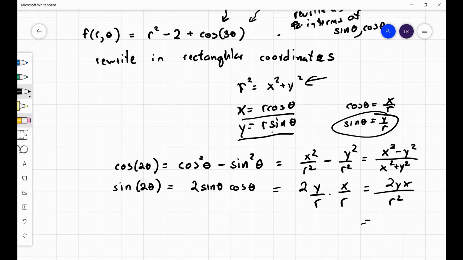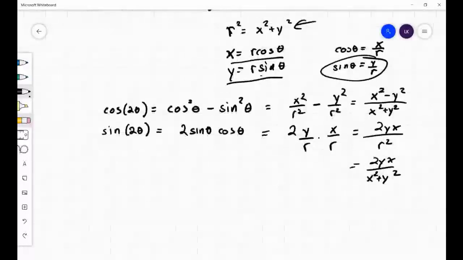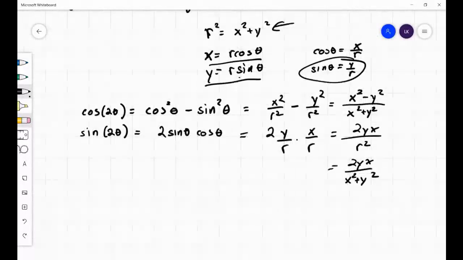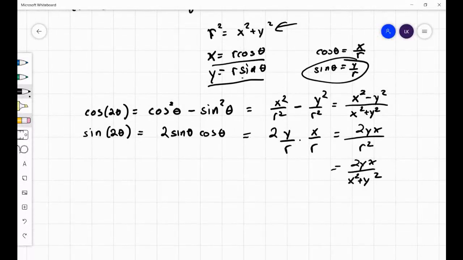And then r squared is especially easy to replace with rectangular coordinates. Okay. So it's actually replacing cosine and sine theta and r squared in rectangular coordinates is the easy part for the problems. The hard part is using these trig identities.